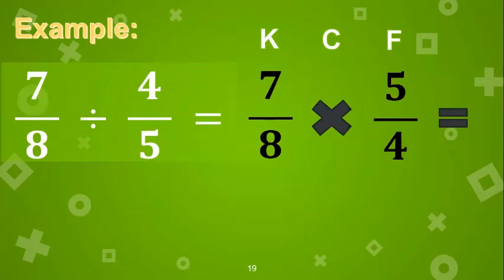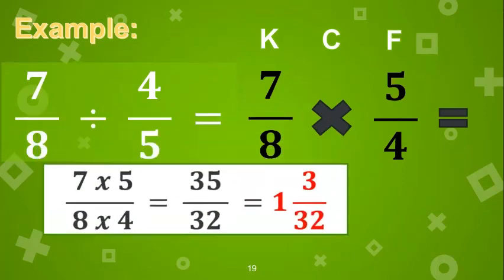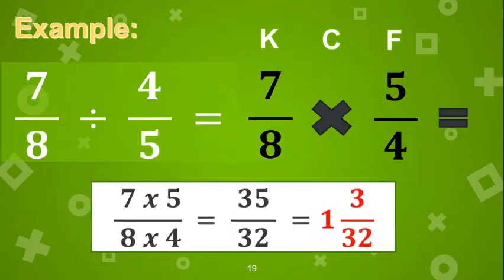Then after which, you're going to apply the multiplication rule. Can you still remember the first step? Okay, you're going to multiply the top numbers and second, multiply the bottom numbers. And of course, the third is simplify. So multiply the top number. 7 times 5 is 35. 8 times 4, which are the bottom numbers, is 32.